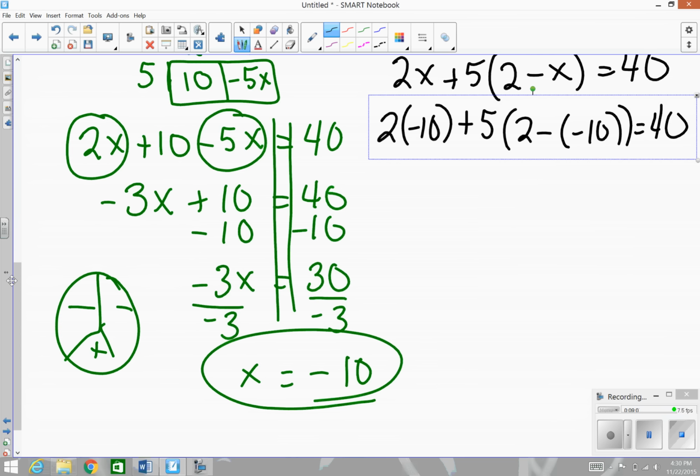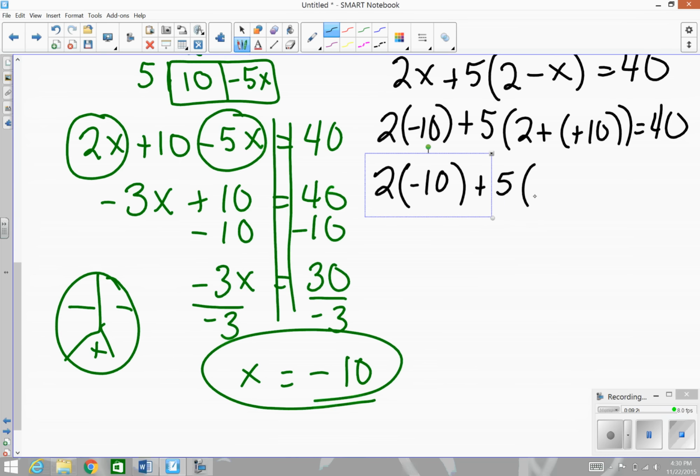Okay, we should take care of PEMDAS. Parentheses first. We need to recognize that this is an opportunity for keep, change, change. So you keep the 2, change to addition, change to a positive, which makes our life a lot easier. That's 2 plus 10, which is 12. So we have 2 times negative 10 plus 5 times 12 equals 40. 2 times negative 10 is negative 20, and 5 times 12 is positive 60.